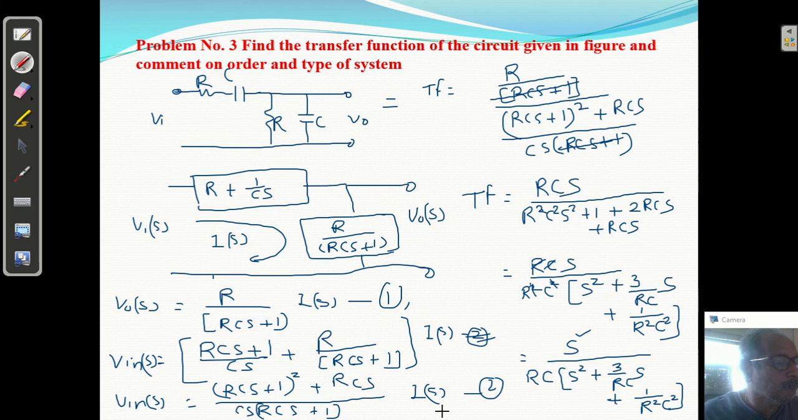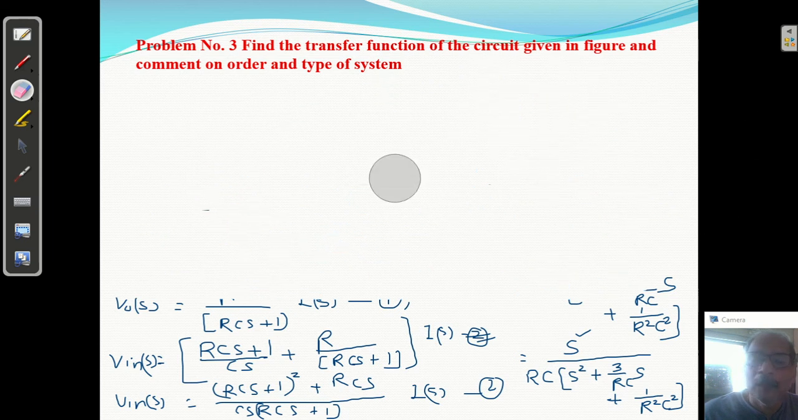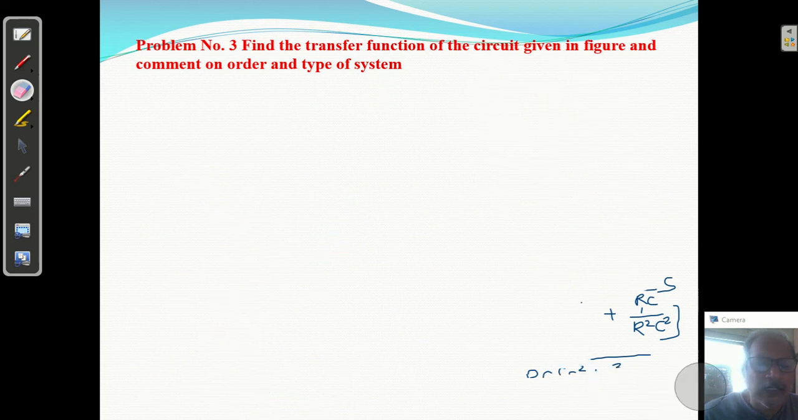Okay, so I'm rubbing it. So it is very simple to find the transfer function of any given system.